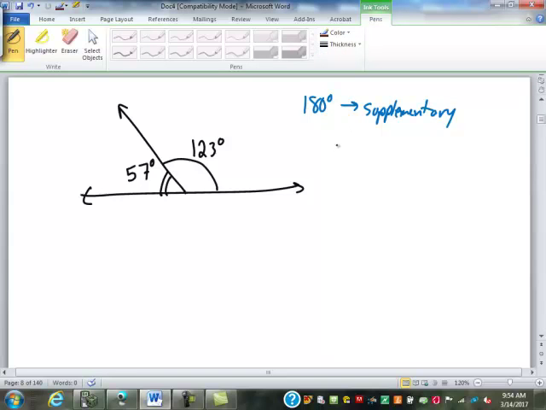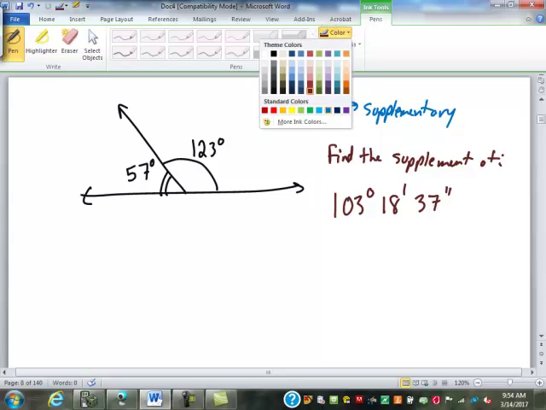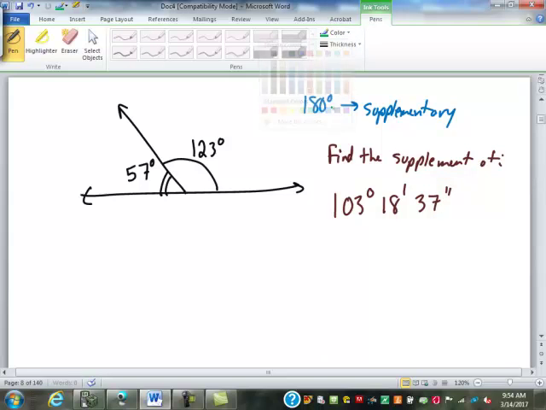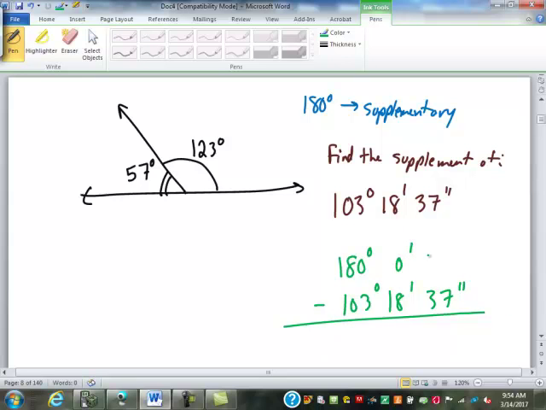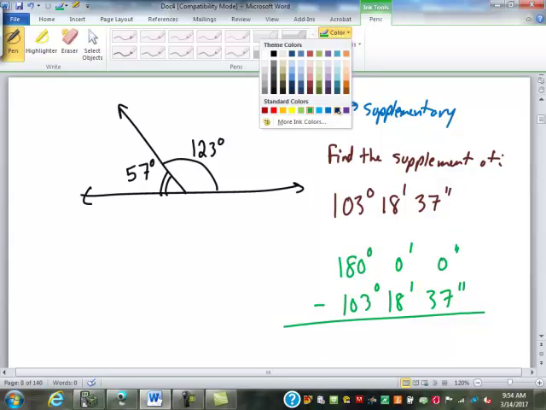So if I ask you, find the supplement of 103 degrees, 18 minutes, and 37 seconds, I am asking you to subtract 180 minus 103, 18, 37. And yes, I do fill in zeros. And we do have to borrow.